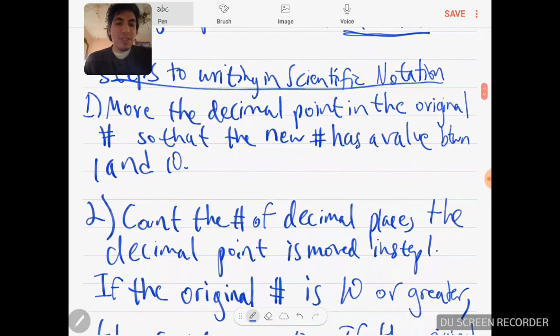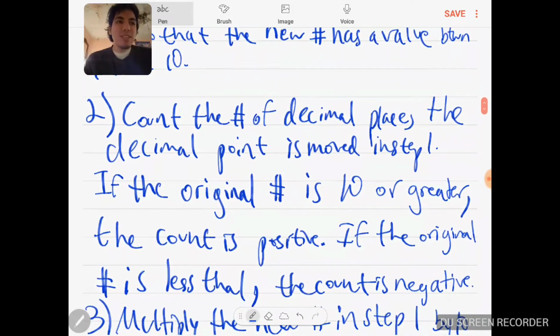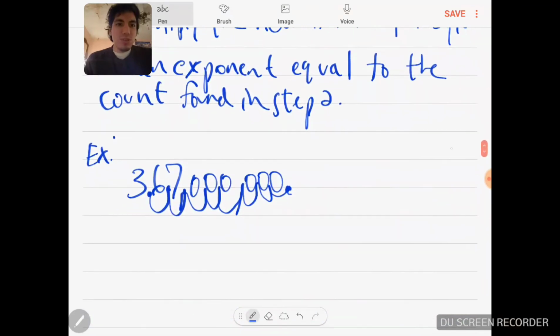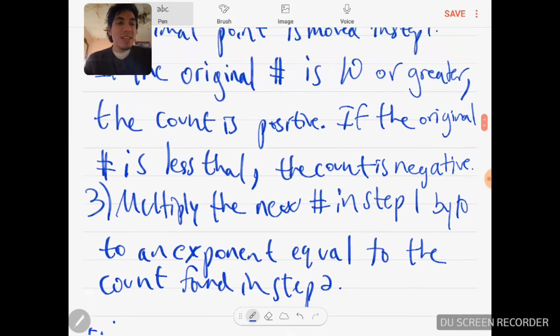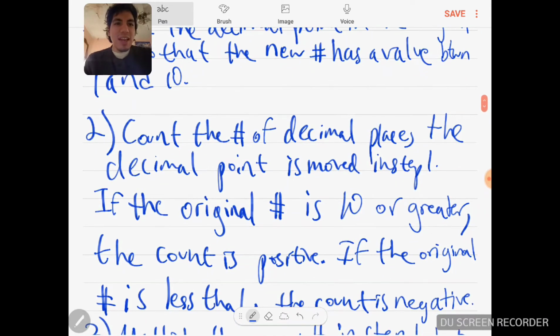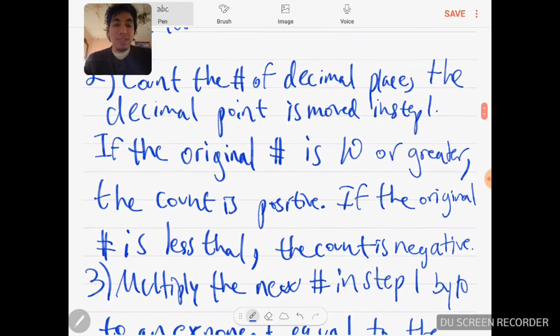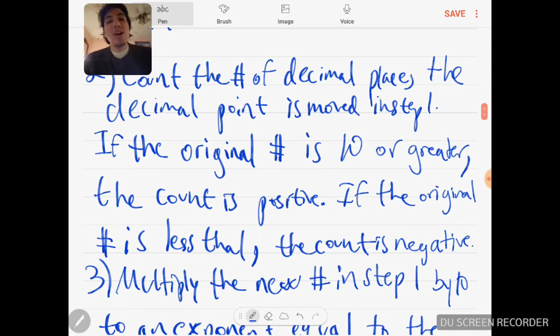That's the first step. The second step says count the number of decimal places the decimal point is moved in step 1. So let's see, 1, 2, 3, 4, 5, 6, 7, 8. So it's 8 times in total. And if the original number is 10 or greater, the count is positive. When it talks about the count, it's talking about the exponent itself. When you multiply, it's going to be positive.